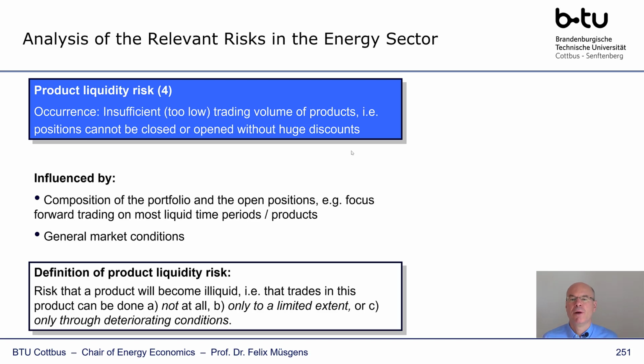For example, when you focus on forward trading on the most liquid time periods and products, we already said the frontier is typically very liquid. Frontier plus one, also year plus two, is also relatively liquid, but after that it becomes illiquid. So if you, for example, trade gas futures or forwards 10 years in the future, you may find a counterparty willing to sell it or buy it. But as we said, it's going to be mostly OTC, over-the-counter trading, and it's not a very liquid market.